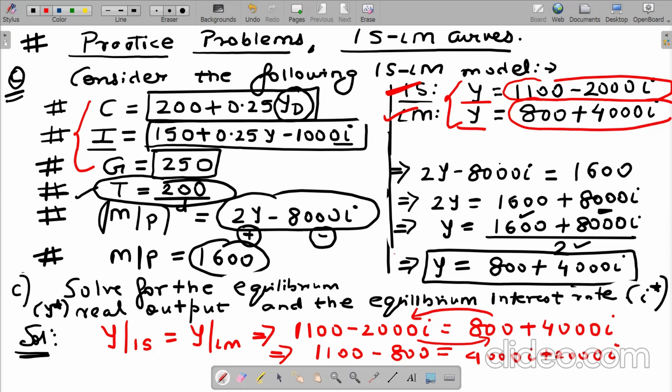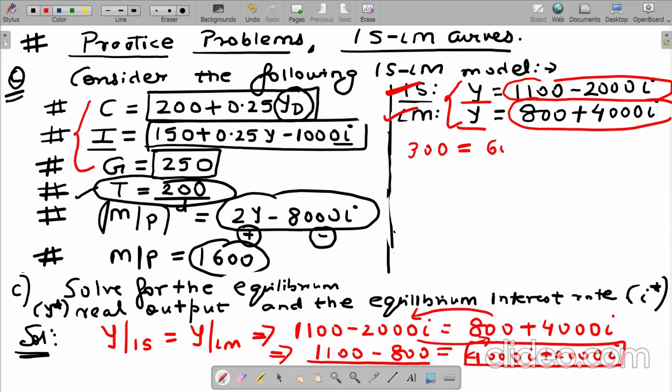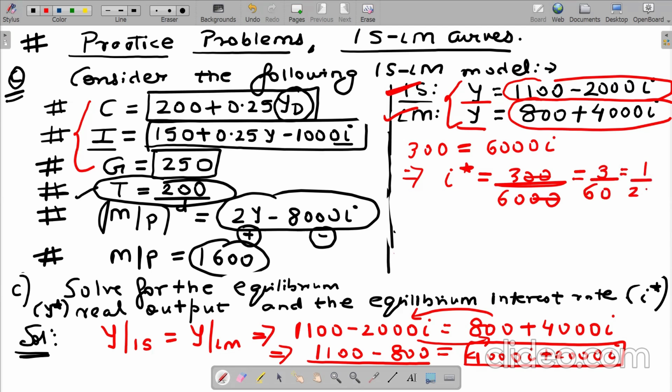So what do I get? If I erase this particular portion off, let me do the remaining algebra here, due to lack of space. So 1100 minus 800 is 300, which is equal to 4000i plus 2000i, which is 6000i. What is my I star? 300 over 6000, which is nothing but 3 by 60. 3 by 60 is 1 by 20.